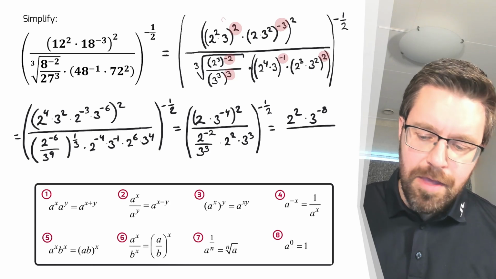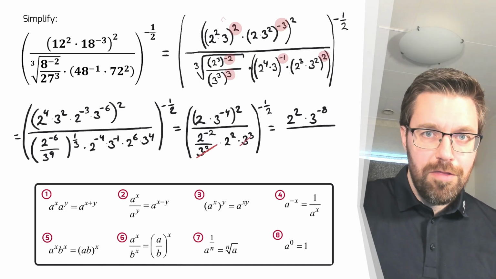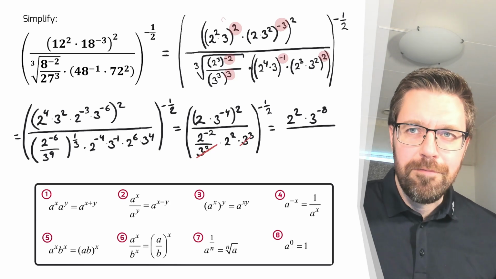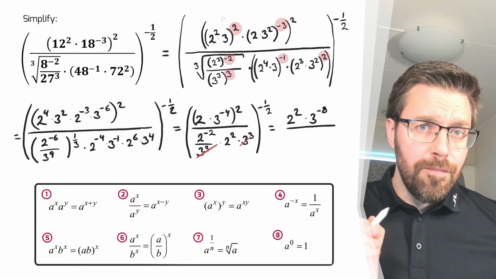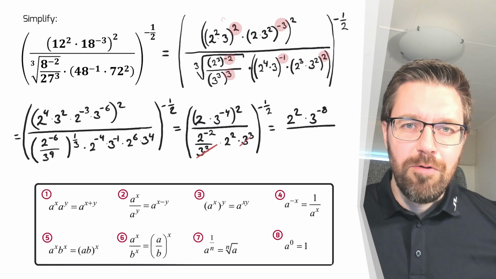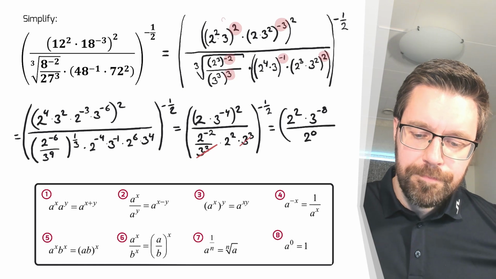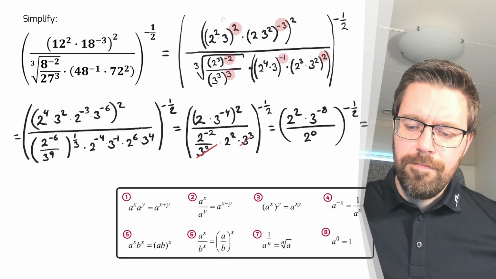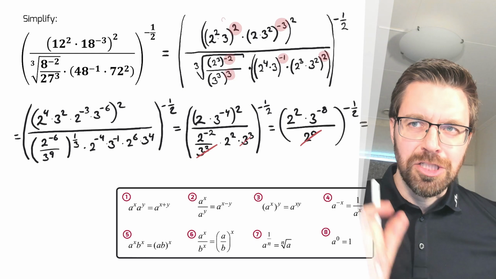In the denominator, we can cancel 3 raised to 3 and 3 raised to 3, because one of them is a multiplication and the other one is a division, and they cancel each other out. And 2 raised to minus 2 and 2 raised to 2, if we multiply them and use rule number 1, we can add the exponents and get the exponent 0. So in the bottom we write 2 raised to 0, and the whole thing raised to minus 1 over 2. 2 raised to 0 in the bottom equals 1, so we can cancel this bit out immediately.